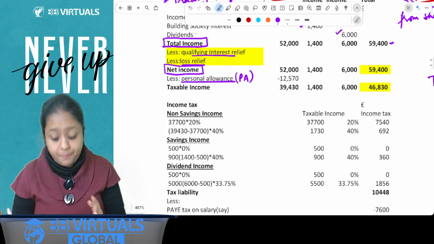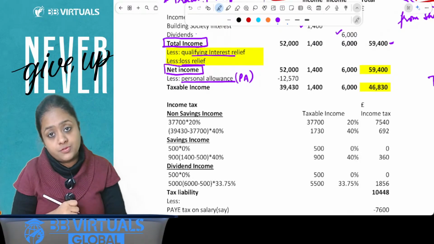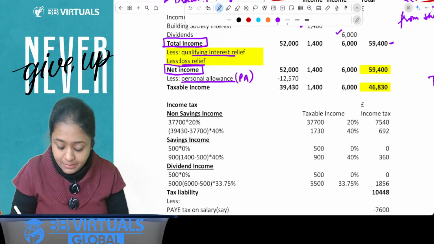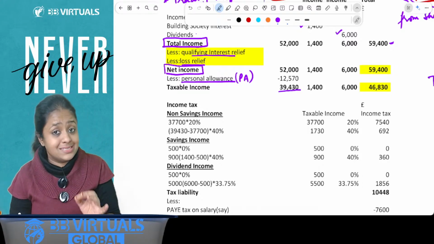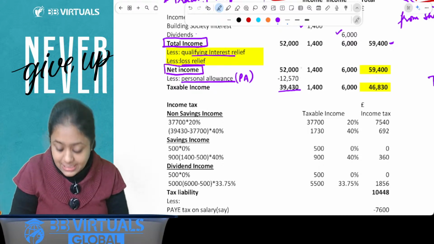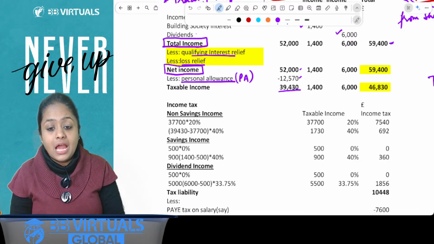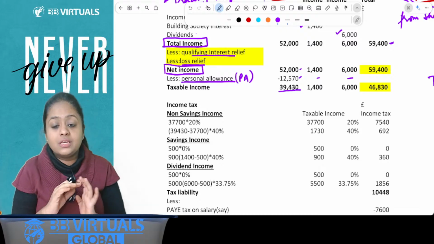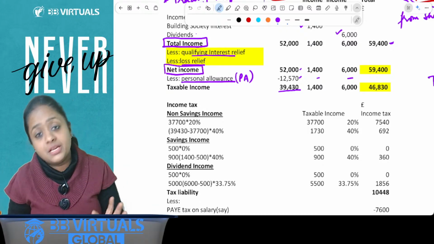Like in this example, my net income for NSI is 52,000. So I will adjust PA of 12,570 and I am getting a taxable income of 39,430. Now you can see here my PA is fully adjusted. Since my PA is fully adjusted here, I don't have anything left for this or this. So it is dash, no adjustment here. This is the maximum amount that can be adjusted.